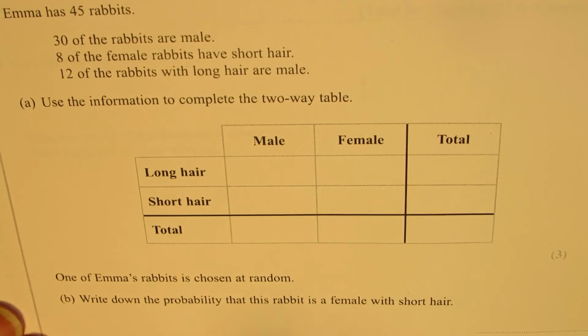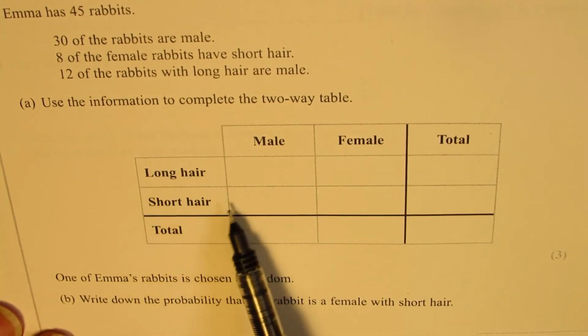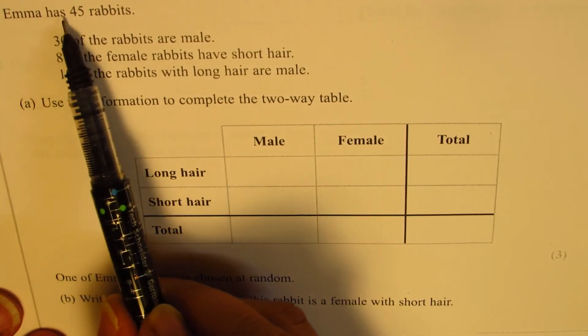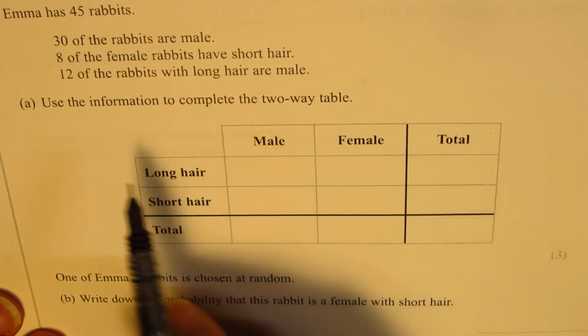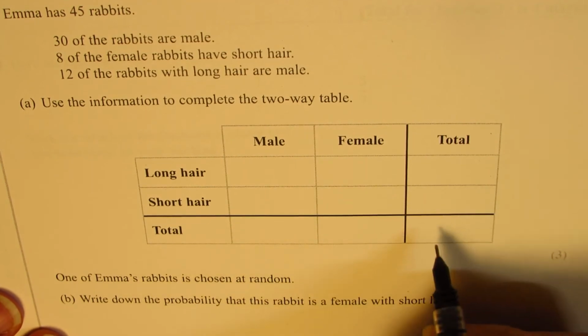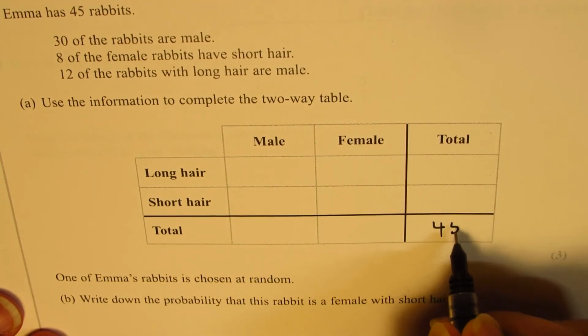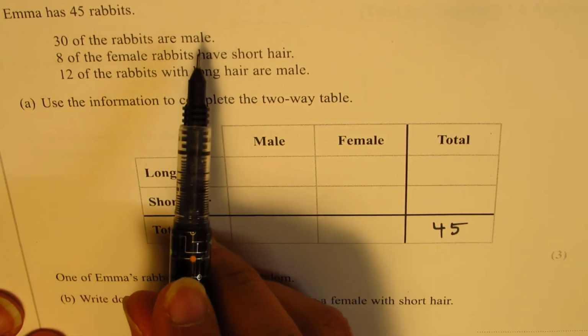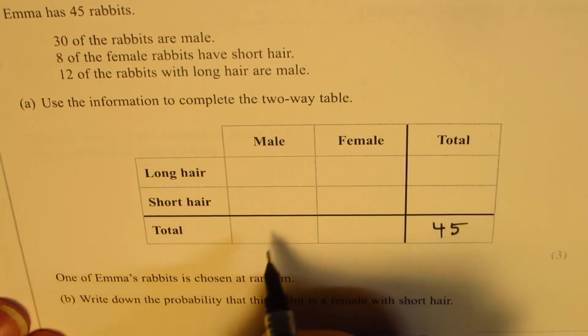Okay, so let's try to figure it out. So we have long hair, short hair, male, female, and total. Okay, so let's read. Emma has 45 rabbits. So that is the total number of rabbits, right? So 45 will come here. Clear? 30 of the rabbits are male, right? So total male is 30.